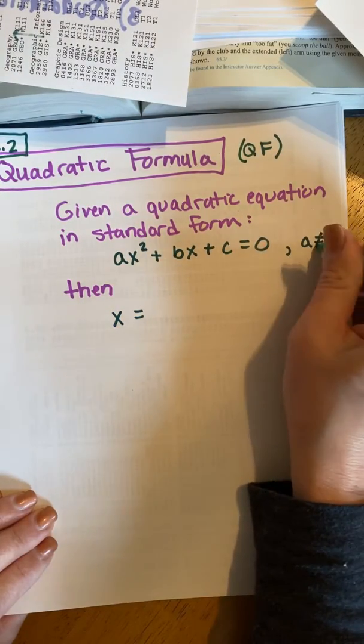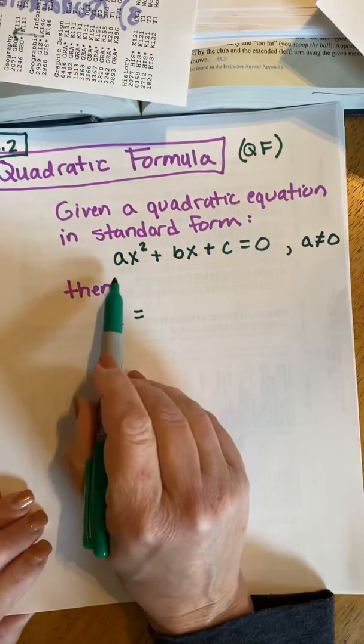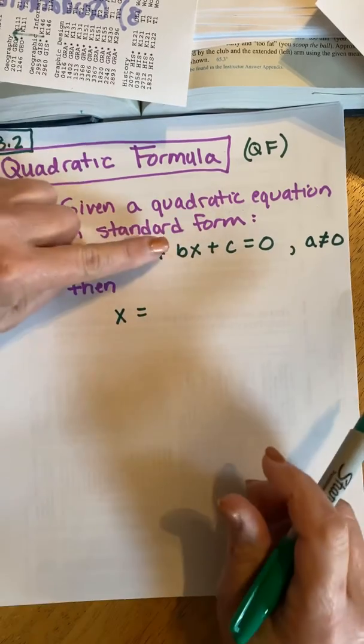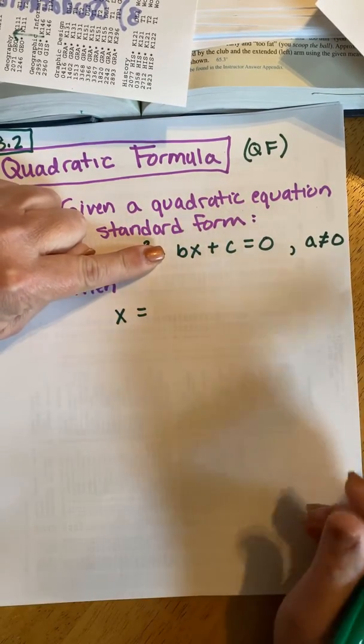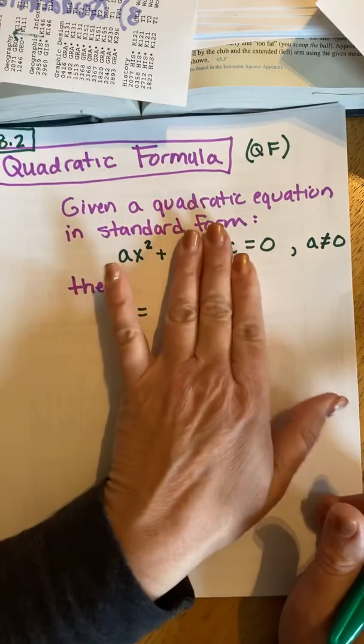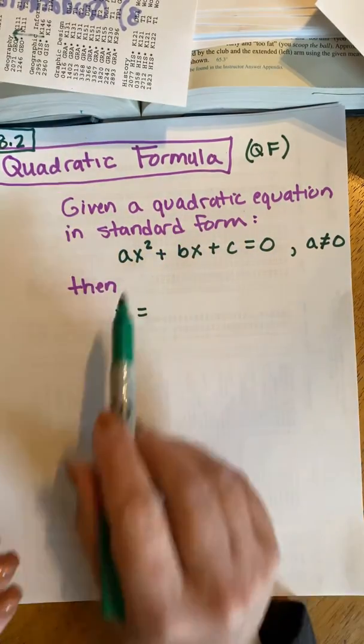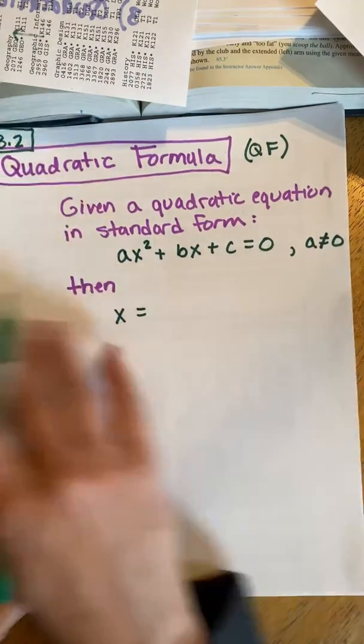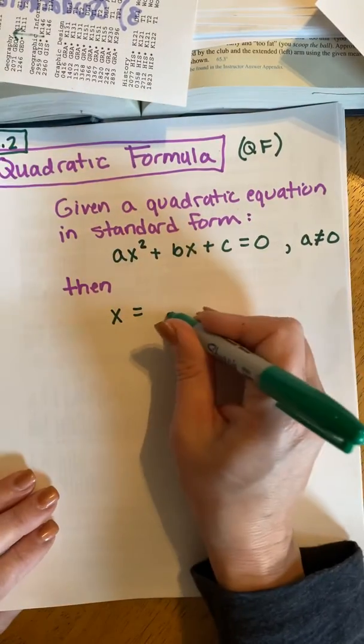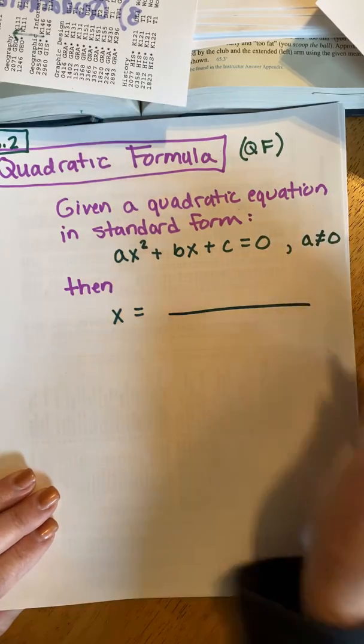Just a little side note here for formality. The leading coefficient is never 0. If it was 0, we would have a linear equation, which would be super simple to solve. B and C may be 0. As long as we have an x squared term in there, and that's our highest power on the variable, then it's a quadratic equation.